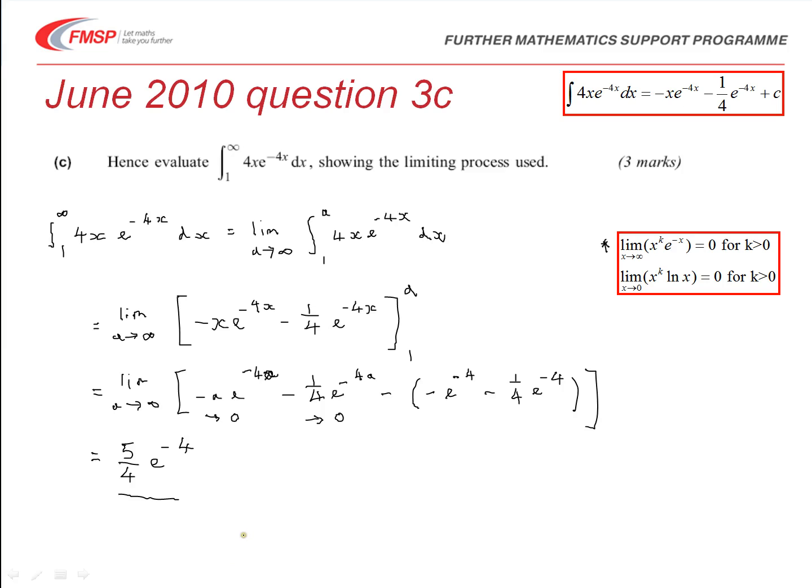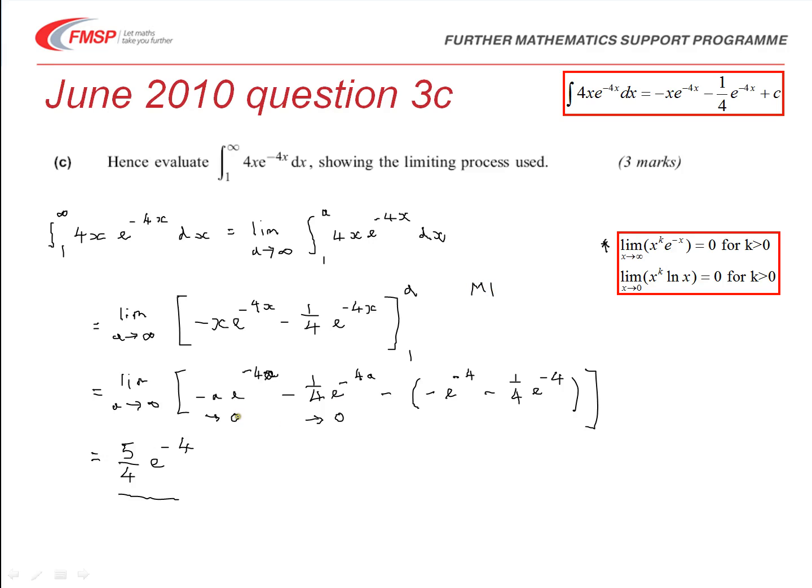Okay. So what have we got? Well, we get, again, just 3 marks for this. So the first part is indicating that we have a limit as a tends to infinity, and using the idea of changing the limits to between 1 and a, and that will give us 1 mark, showing we understand what we're doing here.